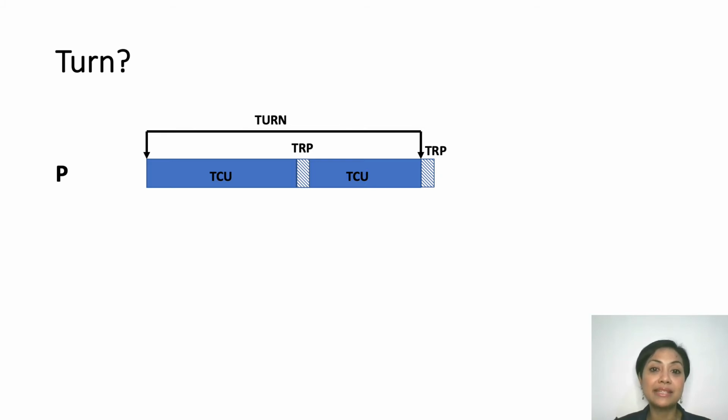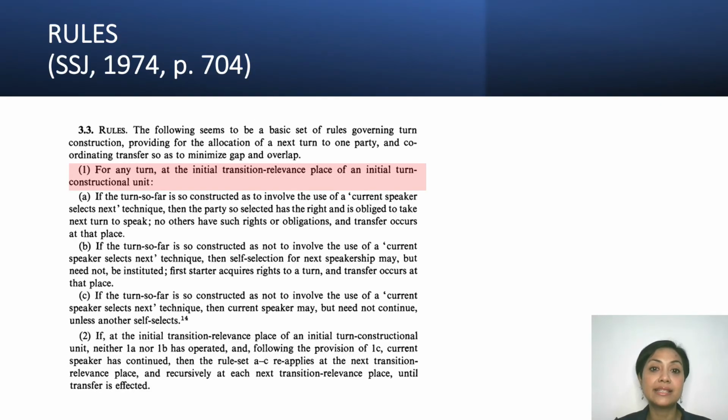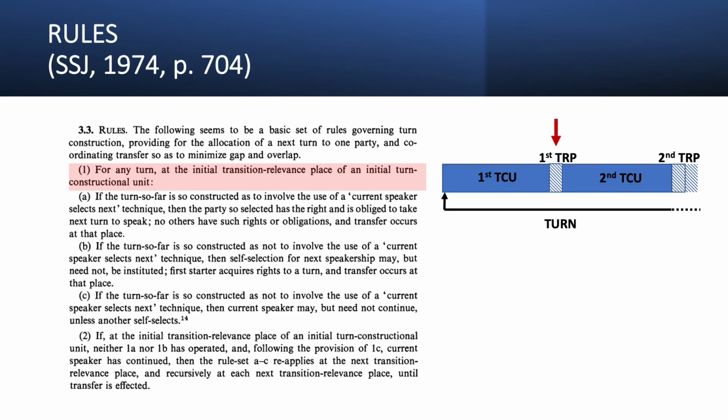So here's a schematic diagram of a turn. A turn may consist of several TCUs, and at the end of each TCU, there is a TRP. One turn occurs when the current speaker actually stops talking. Now that we have a better understanding of TRP, TCU, and turn, let's have a second look at the rules. Rule 1 says: for any turn, at the initial transition relevance place of an initial turn constructional unit. Okay, what does it mean? Using the schematic diagram of the turn, Rule 1 talks about this space, the one being pointed at by the red arrow here.